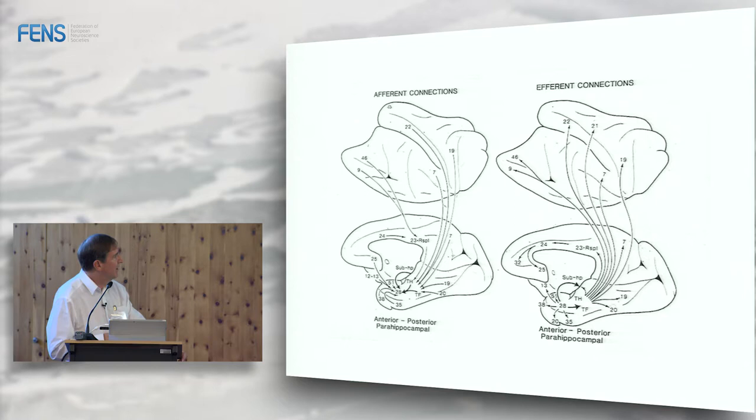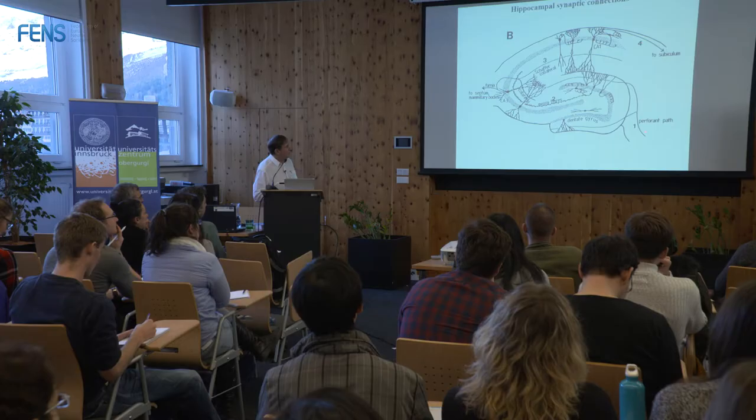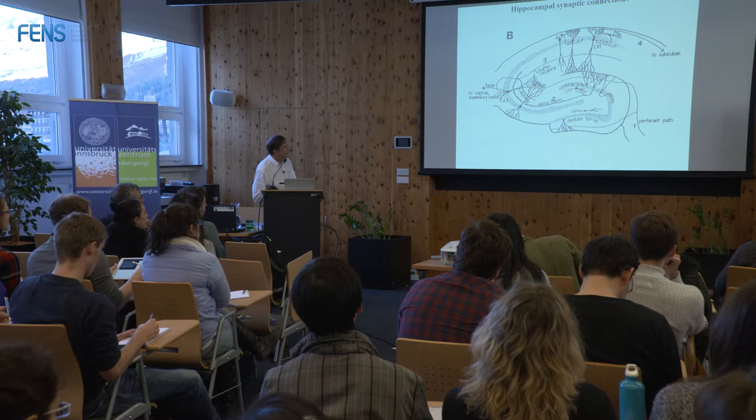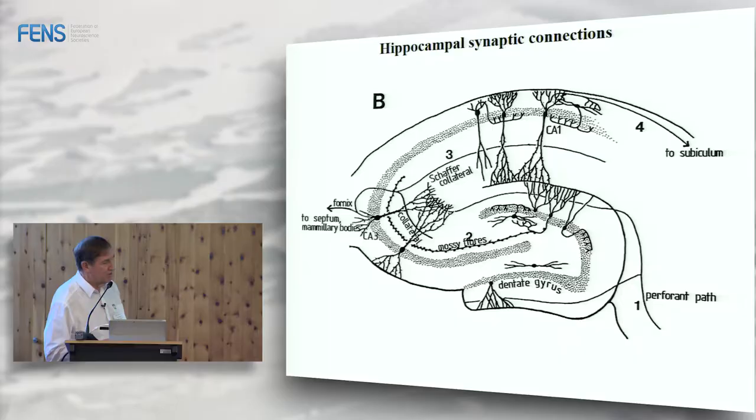And then, remarkably, there are back projections to all those areas. Okay, so that's the anatomy of the hippocampus. It receives from the end of every processing stream, and it sends back to every cortical processing stream. Now, inside the hippocampus, here's the anatomy. The entorhinal cortex, perforant path, comes in and makes synapses onto the dentate granule cells. There they are. The dentate granule cells then come along and make synapses onto the CA3 cells.